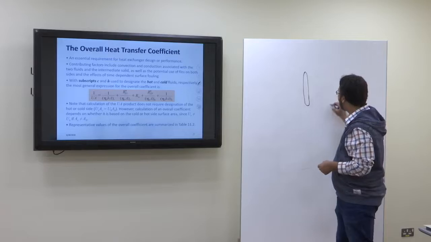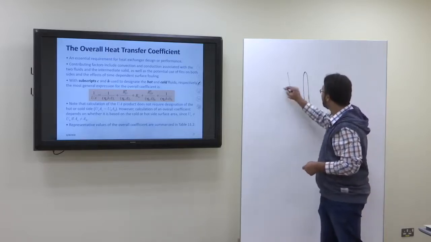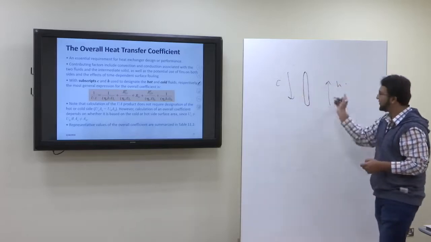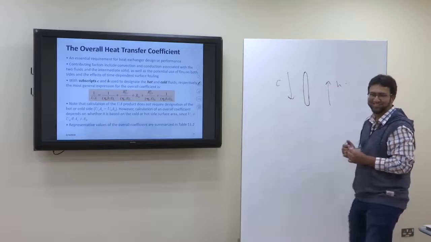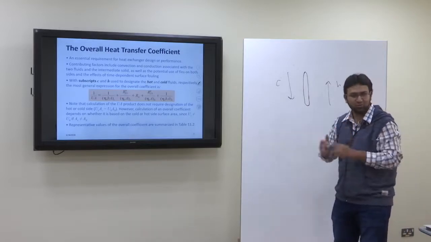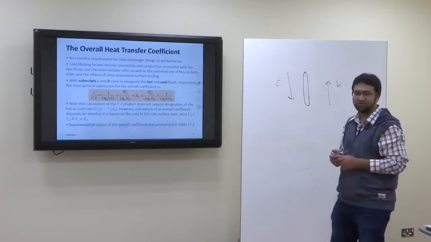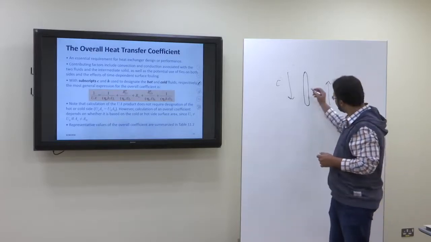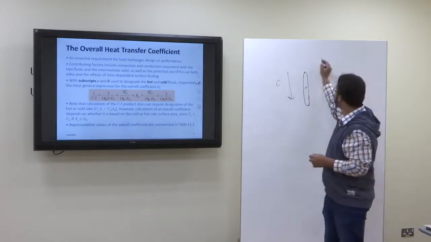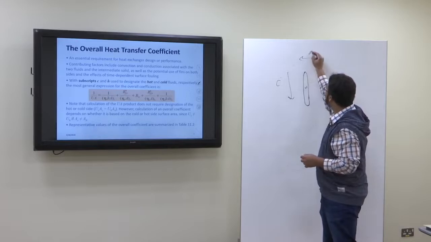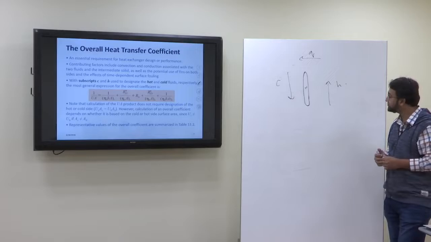On one side you have hot fluid, on the other side you have cold fluid. I have put it in the counter direction, my choice. Okay, so on one side I have the hot fluid, on the other side I have the cold fluid. So obviously what will happen? Heat will transfer from hot to cold. Okay, this is my wall, separating wall. So heat will transfer in this direction, from hot to the cold.